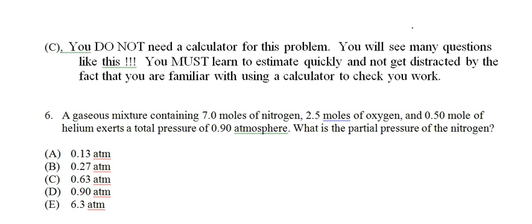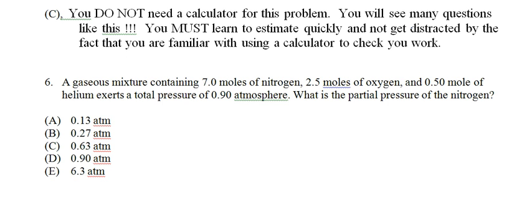Number 6 says a gaseous mixture containing 7 moles of nitrogen, 2.5 moles of oxygen, half a mole of helium exerts a total pressure of 0.9 atmospheres. What is the partial pressure of nitrogen? All right, now remember gas laws. If we have 1 mole of any gas, and we'll assume that's at STP, it doesn't tell us what it is, 1 mole of any gas has a volume of 22.4 liters. So whatever the pressure is, whatever the temperature is, all these gases are behaving the same way. So we can treat them all as equals.